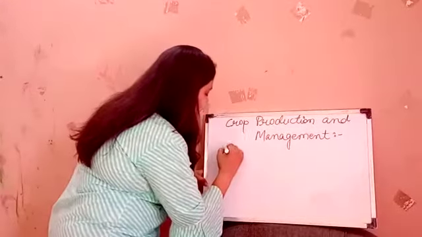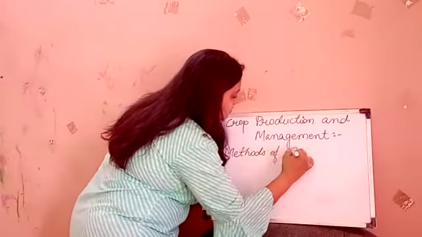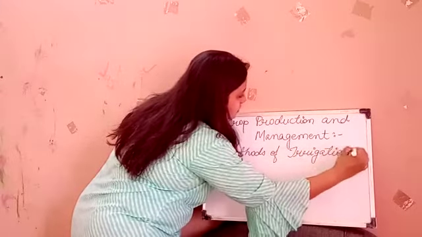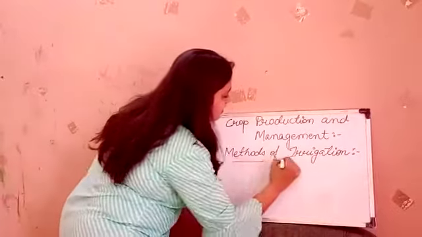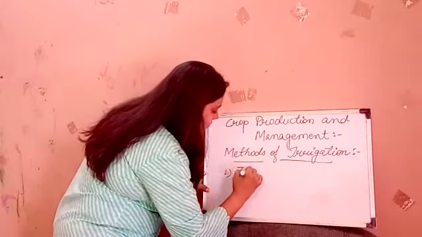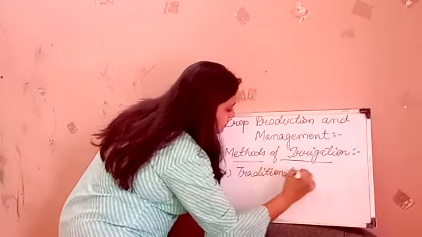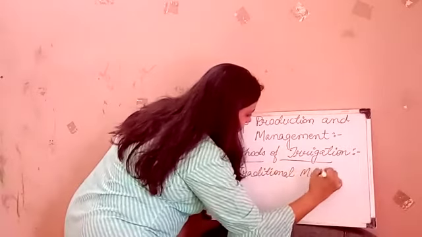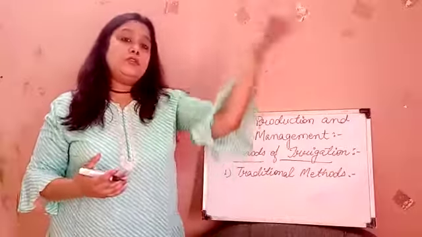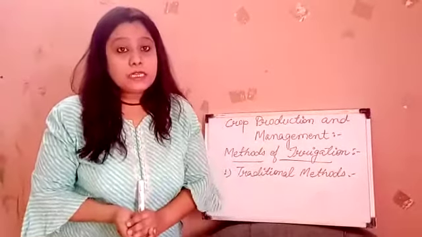See, okay, so here it is methods of irrigation. So, in this topic, first we will discuss about the traditional pattern. Okay, the first one is the traditional methods. Traditional methods are the conventional methods which the farmers are using from very long time.